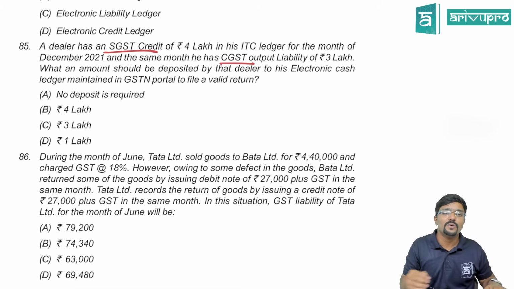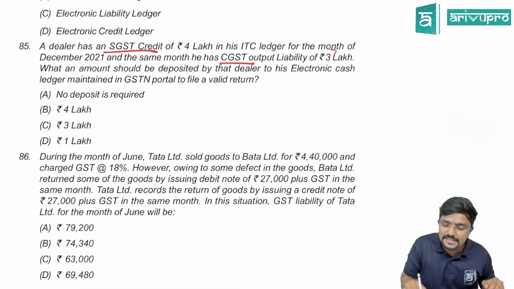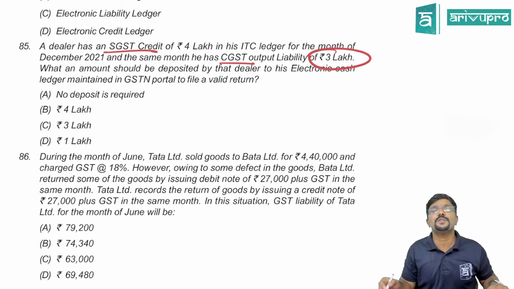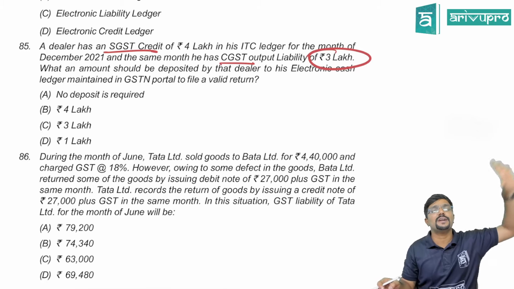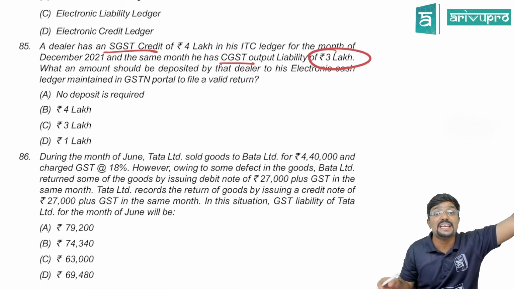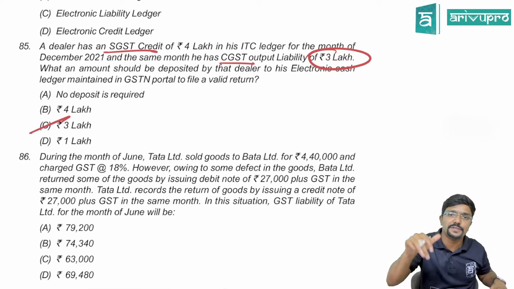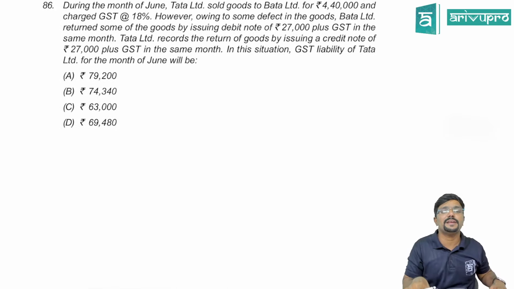Agree. So now, how much CGST liability is there? 3 lakh. How can he pay it? He has to pay it through the electronic cash ledger only, because whatever credit he has is SGST credit, which he cannot utilize. So the entire 3 lakh he has to deposit into the cash ledger and make the payment, guys.